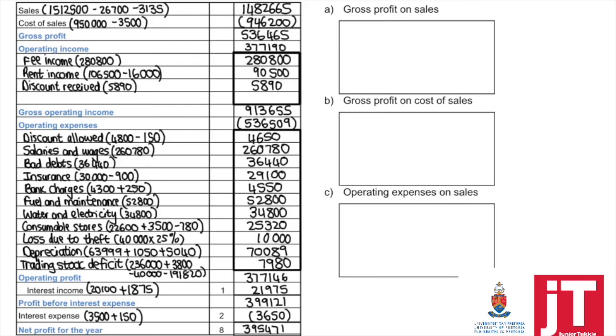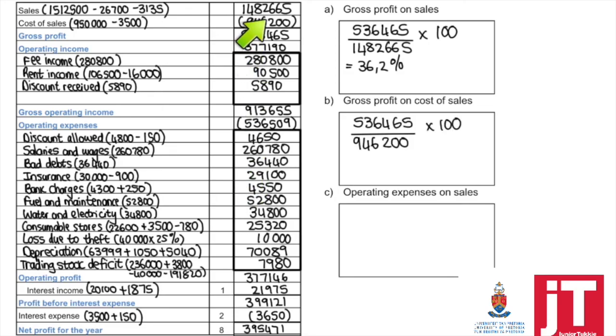Answering the next question, you need to calculate the following financial indicators. The gross profit on sales. To calculate that, take your gross profit divided by sales times 100. Your answer must be in percentage. Gross profit on cost of sales is your gross profit divided by the cost of sales times 100. That equals 56.7%. My operating expenses divided by sales equals a percentage of 36.2%.